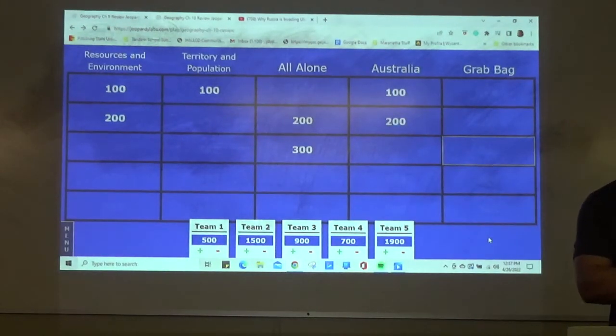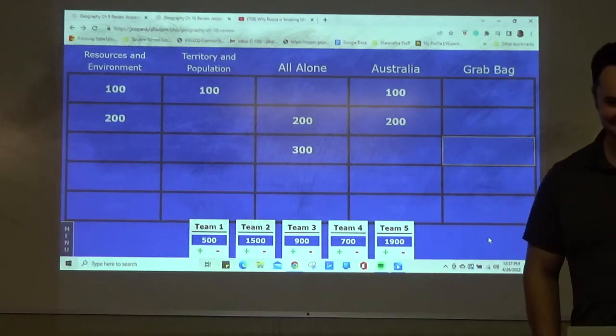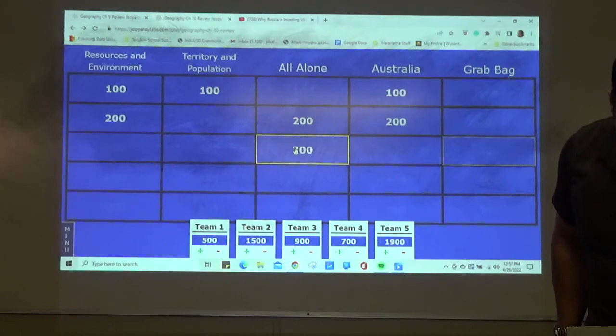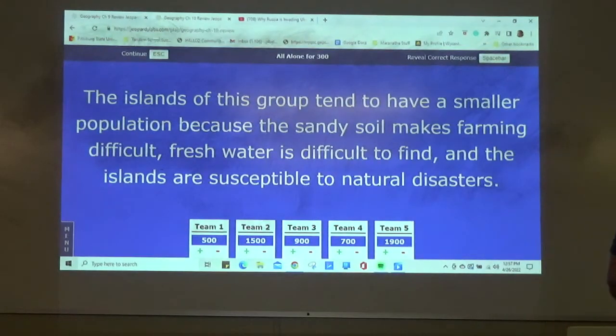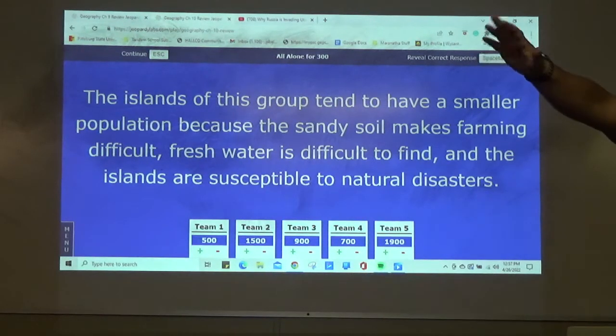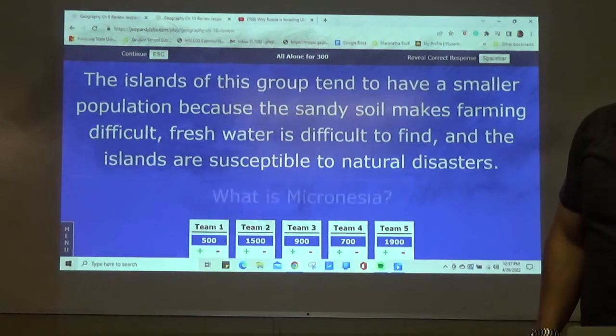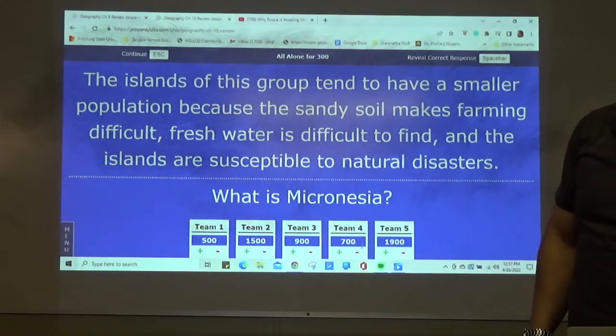Team 5. All of those 300. Okay, all those 300. The islands of this group tend to have a smaller population because the sandy soil makes farming difficult. Fresh water is difficult to find, and the islands are susceptible to natural disasters. I'm giving it to team 4, yes. That's very close. What? Low islands? Micronesia. Yeah, sorry, team 4.